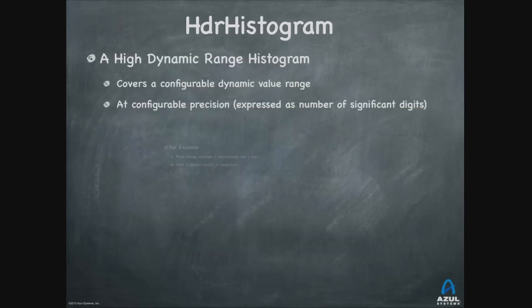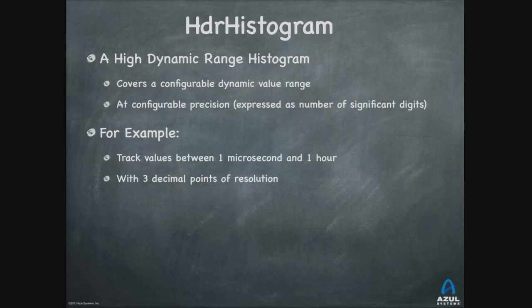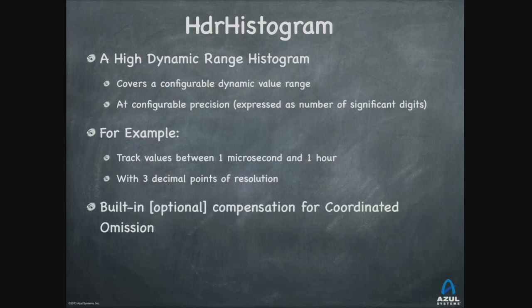So HDR histogram basically lets you say, I want to cover from this number to that number with this many decimal points. And it does the rest. It creates a data structure for collecting that information. It has built-in optional correction for coordinate omission. So if you know what an expected interval between things is and you have a result, you just tell it that result with this expected interval, it'll do the rest. It'll recreate those 10,000 missing results for you if that's what's missing.